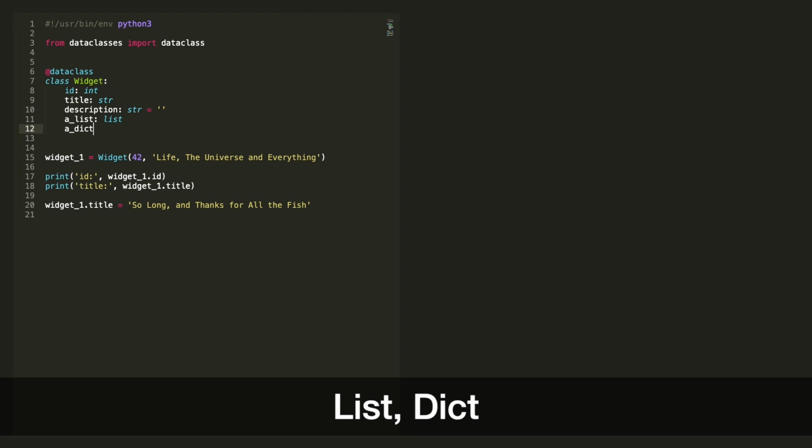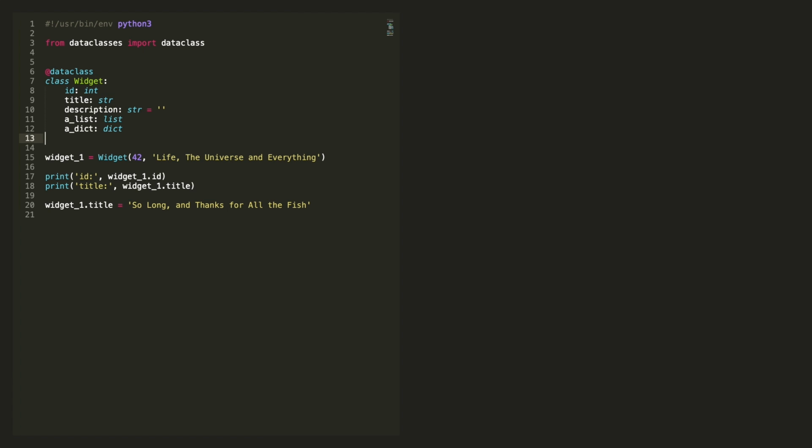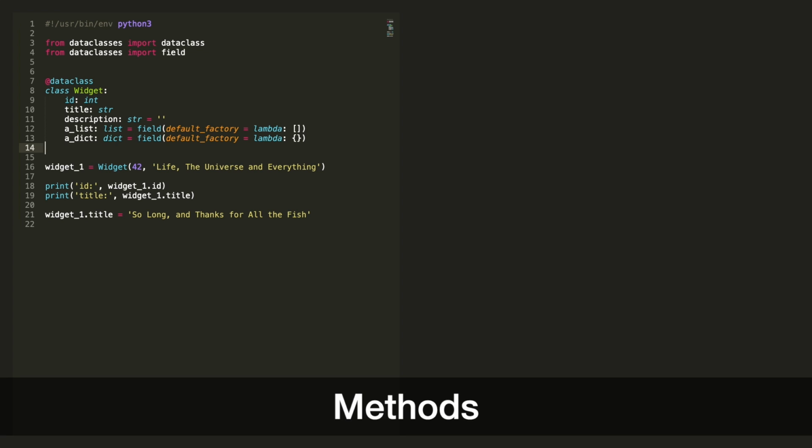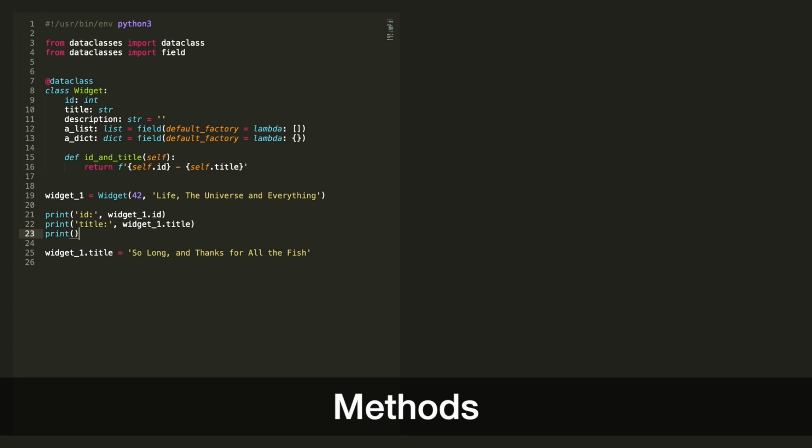Define a field as a list or dict by setting their types to list or dict, but default them to empty lists or dicts by using the awkward field function. For that, import field on top, add the field function to your fields with default_factory equal to a lambda that returns an empty list or dict. Yeah, it's a mouthful.